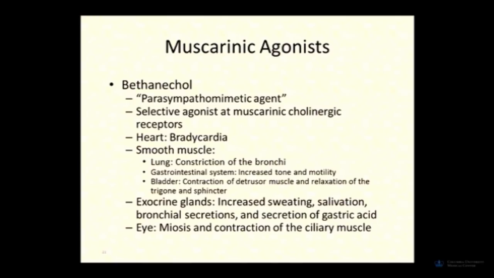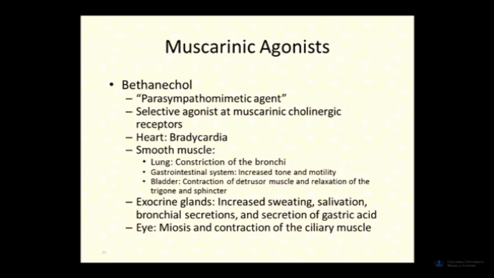So bethanechol is our prototypic drug. It is a parasympathetic mimetic agent, right? Mimics the effects of the parasympathetic nervous system. It will cause bradycardia. It can cause constriction of the bronchiolar airways. It can increase the tone and motility of the GI system. In the bladder, it will tend to cause contraction of the detrusor muscle and relaxation of the sphincter.